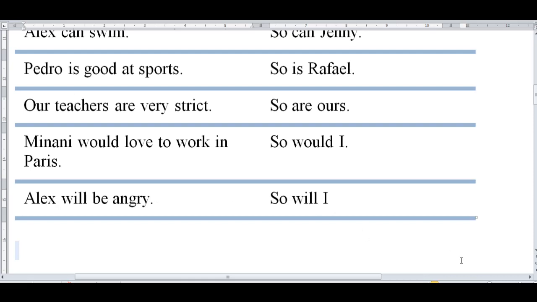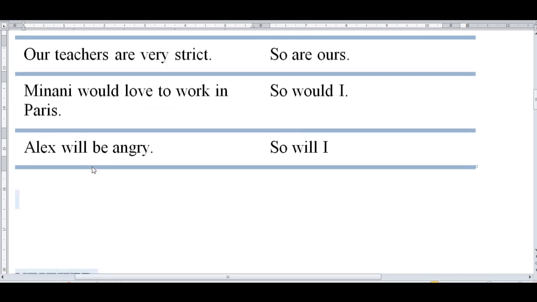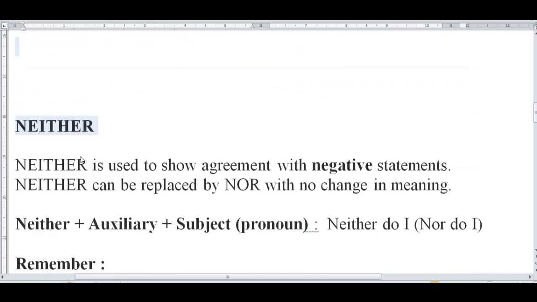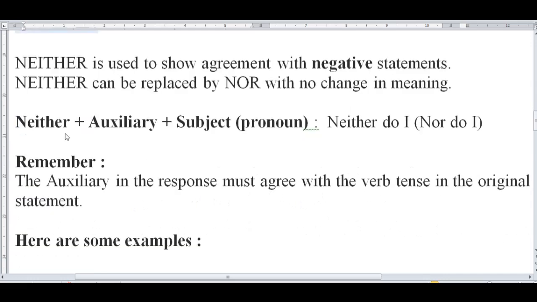You see? So is used to show agreement in affirmative statements. Neither is used to show agreement with negative statements. Neither can be replaced by nor with no change in meaning. Like so, the auxiliary in the response must agree with the verb tense in the original statement.